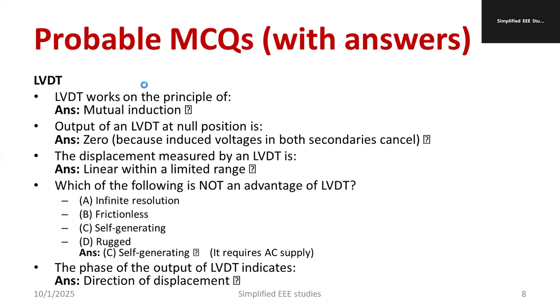There are some questions from LVDT. LVDT works based on the principle of mutual induction. Output of LVDT at a null position is 0. Displacement measured by LVDT is linear with a limited range. Which of the following is not an advantage of LVDT? Answer is self-generating. It requires AC supply, otherwise it never operates. Then the phase of the output of LVDT indicates direction of displacement.